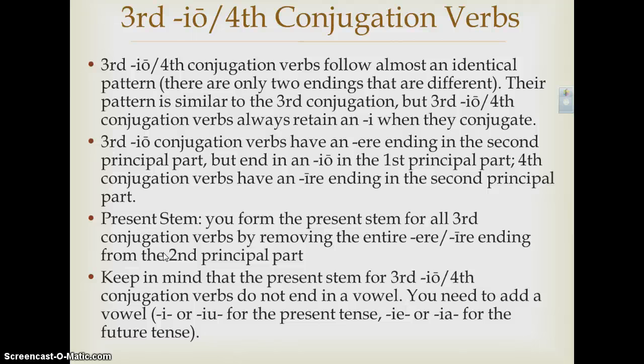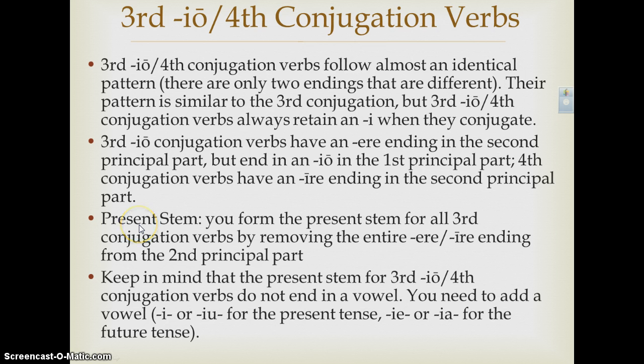So how do you identify a third IO verb? A third IO verb will have an ERE without the macron in its second principal part, but its first principal part is going to end in an IO. So there you go, that's a third IO. Fourth conjugation verbs have an IRE in the second principal part.